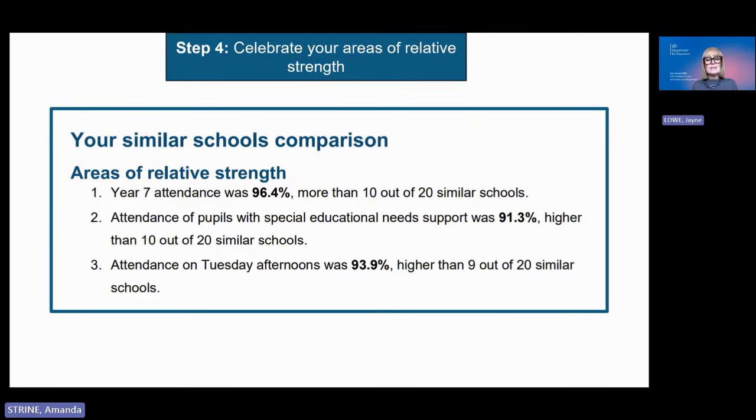In this example, you can see that this school is achieving some good things for Year 7 pupils with SEND support, and on Tuesday afternoons it's going well. Whilst it's not perfect, this school should be considering what strategies they've got in place for Year 7, those pupils with SEND, and replicating them for other cohorts. They might also wish to look for anything within the school calendar, the timetable, maybe even the canteen menu, which is driving higher attendance on Tuesdays.